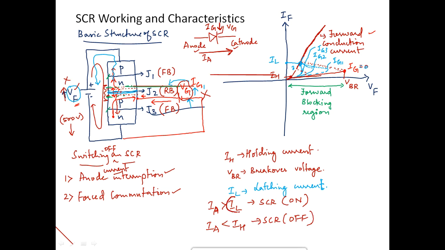So that means the latching current IL and the holding current IH have more significance. These two current levels are extremely important with respect to switching on and switching off of a silicon controlled rectifier. So this was all about the forward characteristics. What will happen if the input voltage, which is VF, is changed from forward bias to reverse bias? So far we were discussing only VF, that is in the first quadrant. Now let us discuss VR.